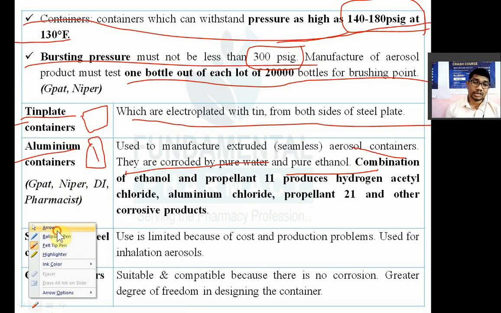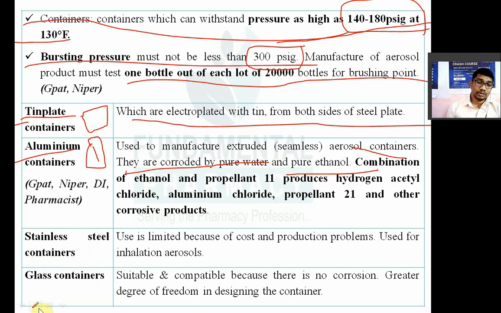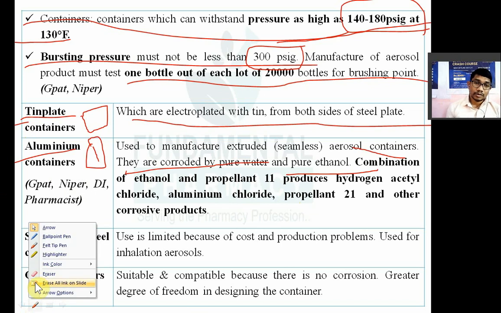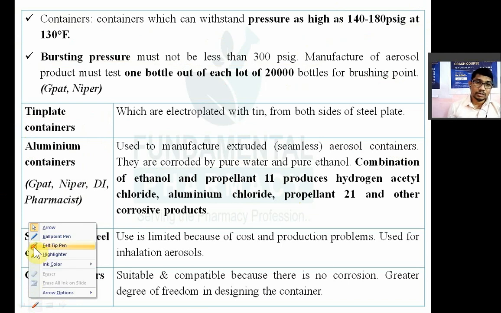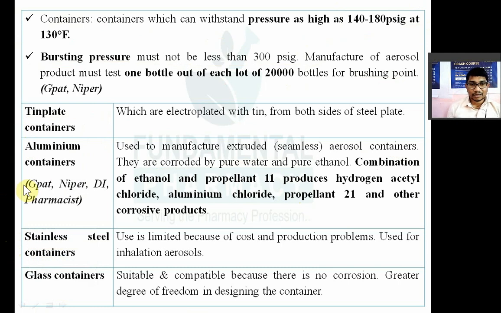नाउ वाल्व्स, ओके. वाल्व, व्हाट इज द रोल ऑफ वाल्व? Valve is nothing but a part of your aerosol system which helps to dispense the product. Okay, so valve must be capable of delivering the content in a desired form and it should be approved by FDA. जो valve है, valve should be able to deliver the content in a required form. So if you want a fine spray, a mist, a foam spray, a solid stream, a valve should be capable of delivering the content in the desired form and that must be approved by US FDA.